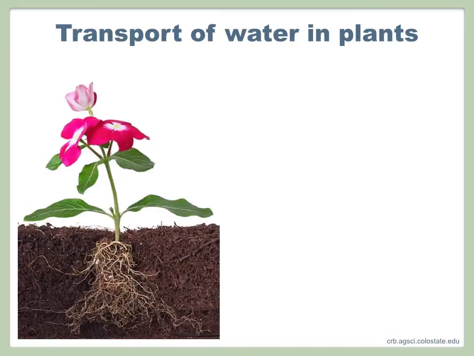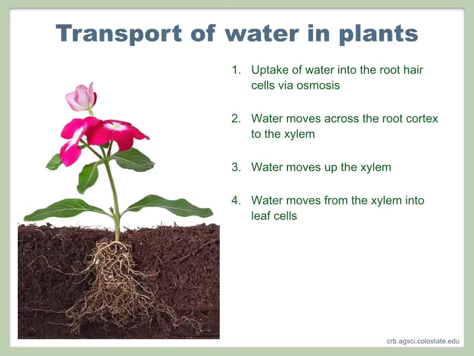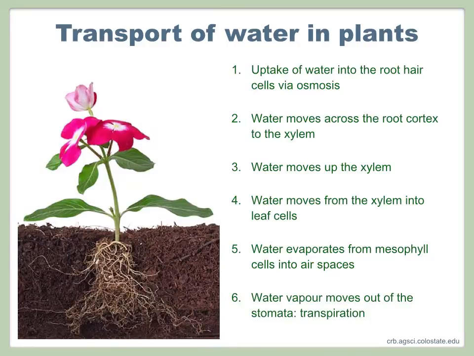So water gets transported through the different parts of the plant. It starts off with the uptake of water into the root hair cells via osmosis. Then the water moves across the root cortex to the xylem. It moves up the xylem. It moves from the xylem into the leaf cells. And then it evaporates from the mesophyll cells into the air spaces. And finally, the water vapor moves out of the stomata, and we call this transpiration.